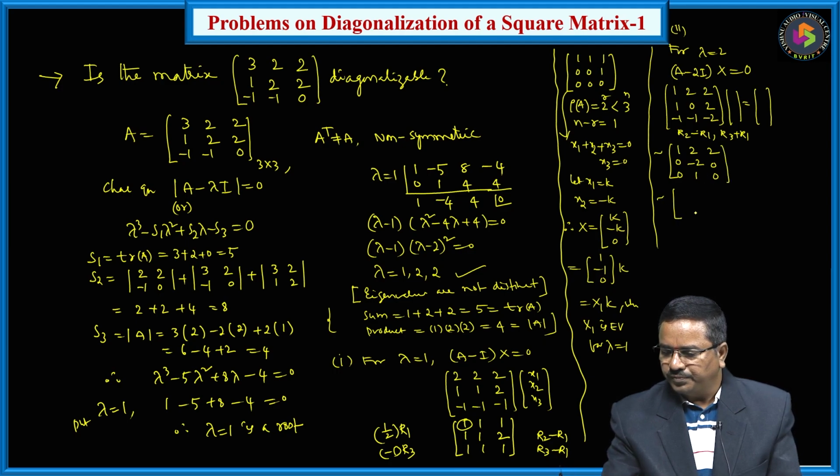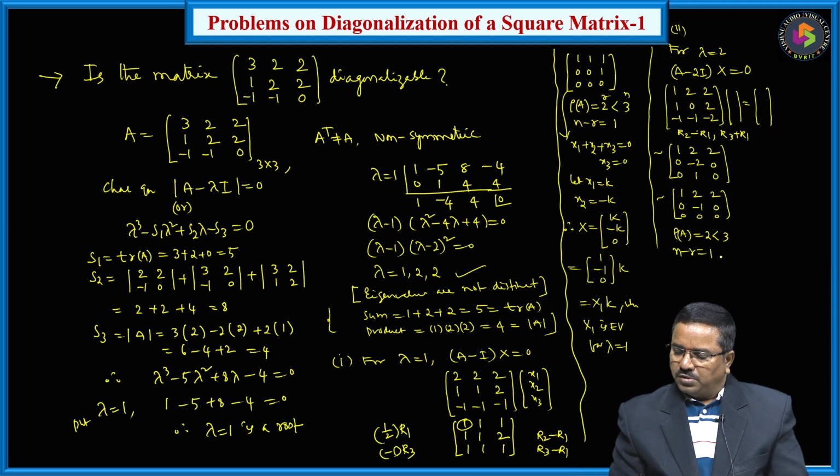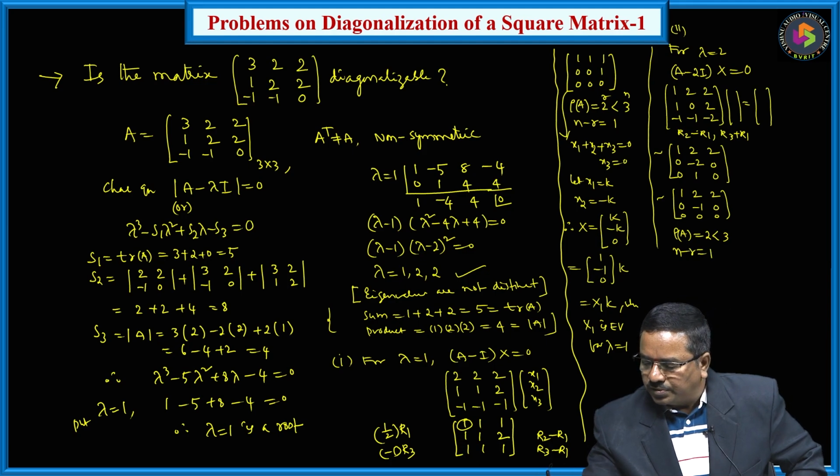This will become 0, multiplied. This is 1, 2, 2. This is also minus 1. I am taking minus 1, 0. This also will become 0 after that. So, rank is what? 2. Rank is 2, less than 3. N minus R is equal to 1.